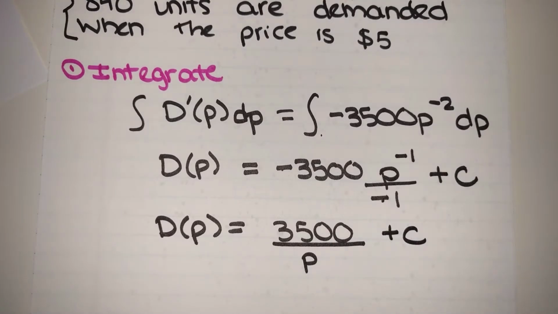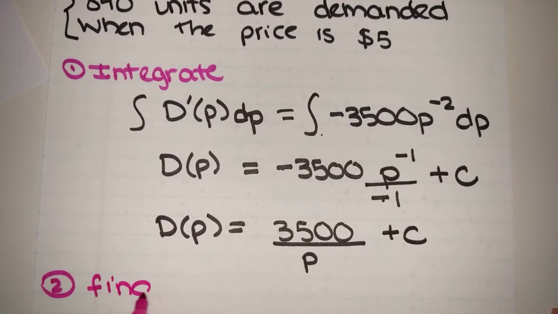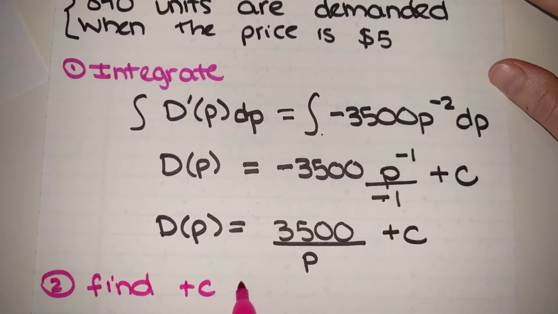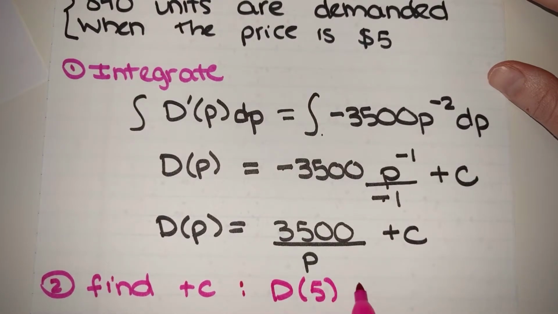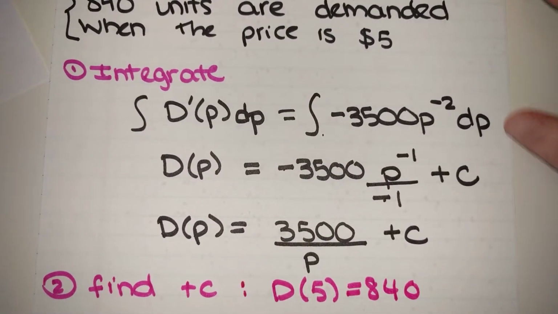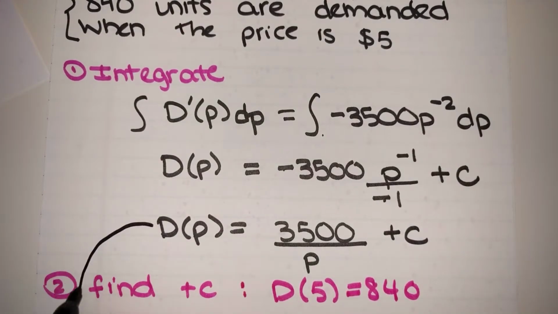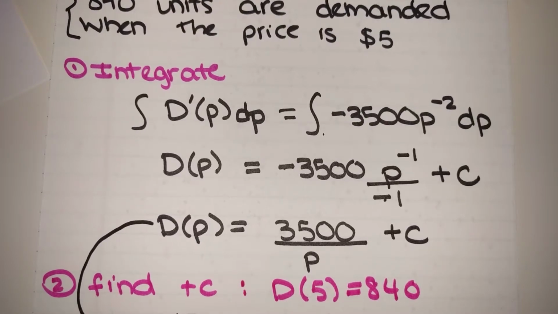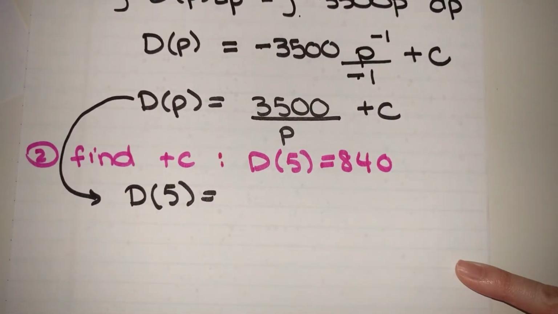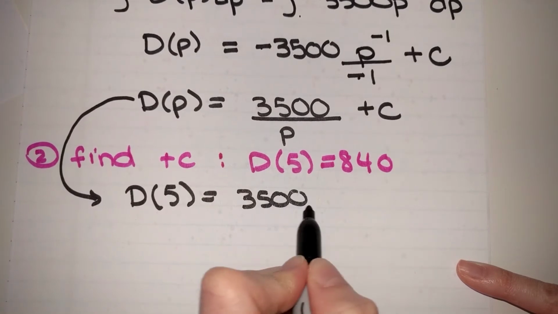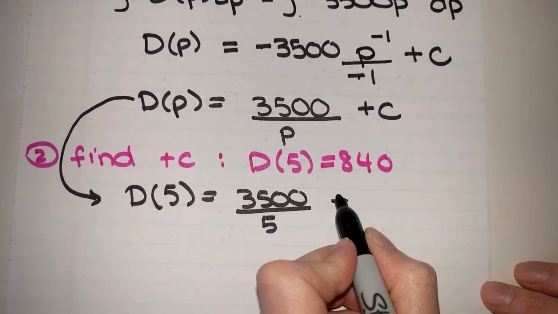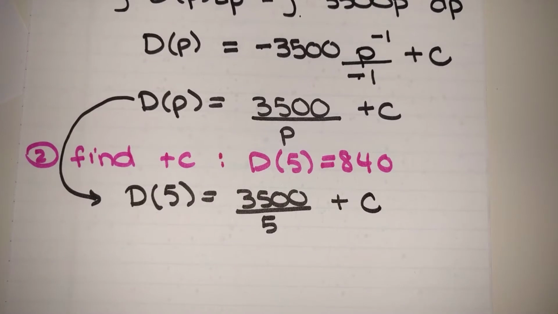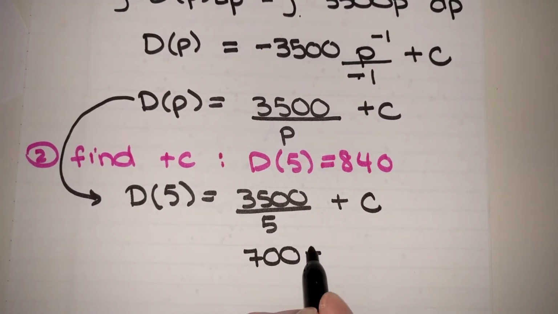All right, so to find our plus c, we're going to use our function definition. We're going to use the fact that D of 5 is equal to 840. So to do this, we take our D of p function that we currently have, and we plug in 5. So this will give us 3,500 over 5 plus c. Now, 3,500 over 5 is going to give us 700 plus c.